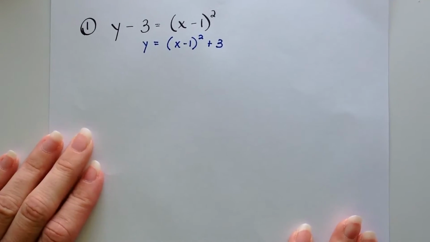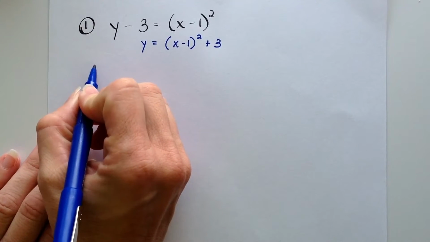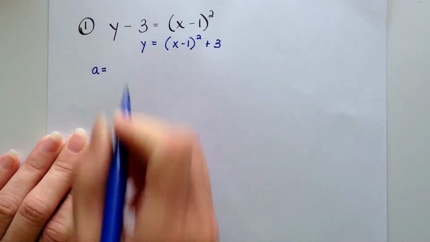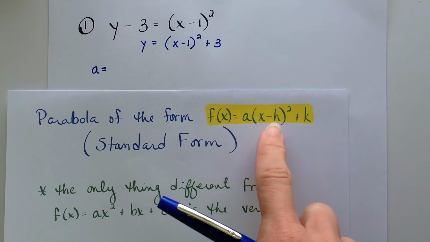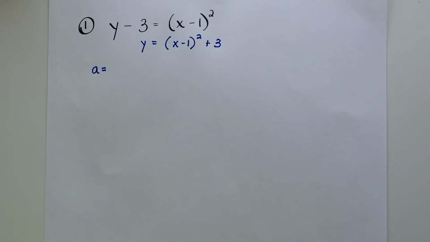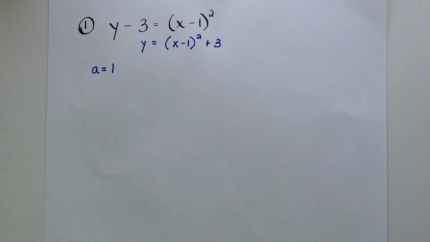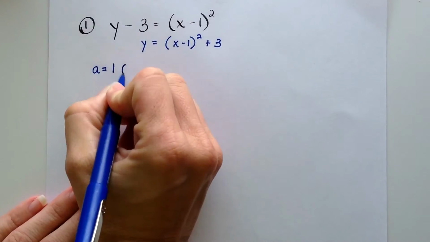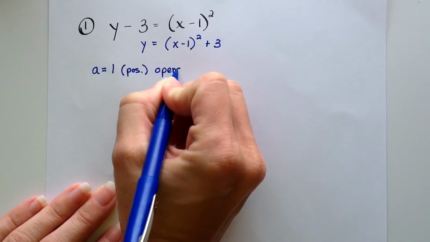All right, first of all, I want to know what the value of a is. Now, looking back at your notes, let me slide it back up here. See, this is the form we're looking at. So a is going to be the number that's multiplied in front of your parentheses, which on this one would have to be an understood 1. Now your a value, remember, tells you whether your graph opens up or opens down. And since this is positive, that tells you that your graph opens up.